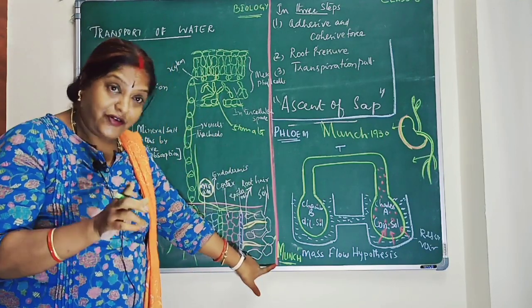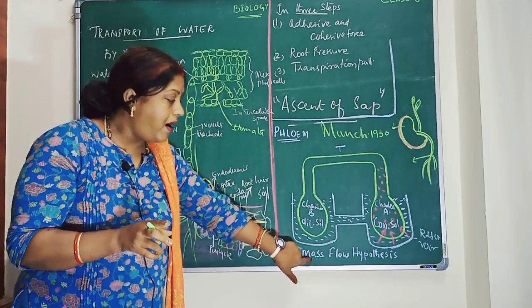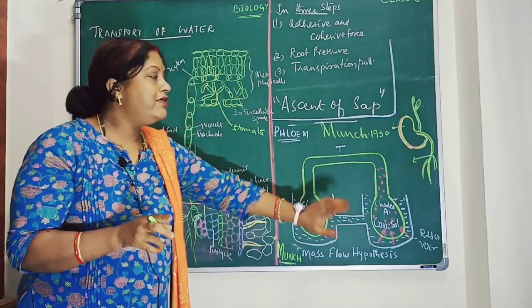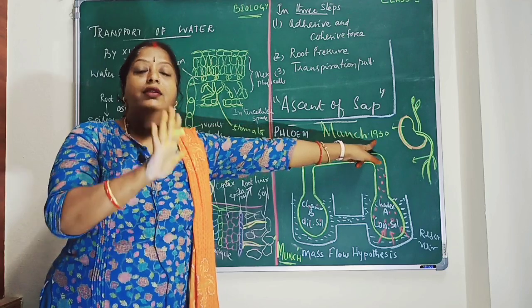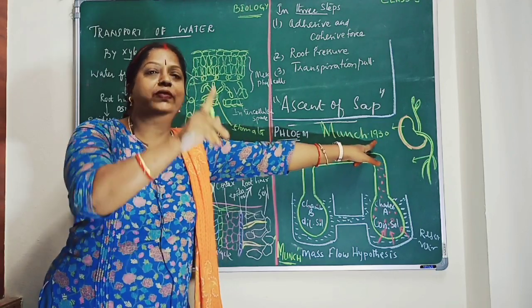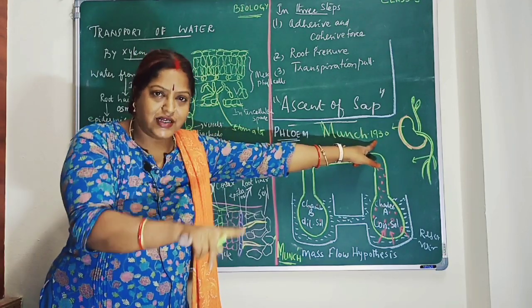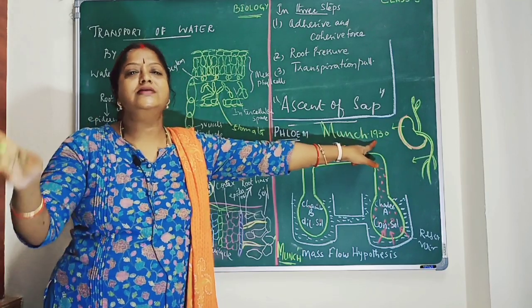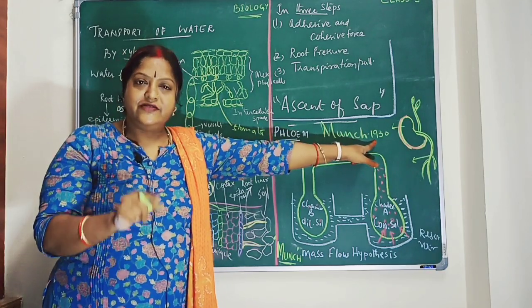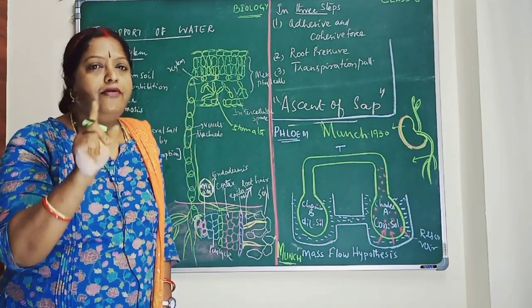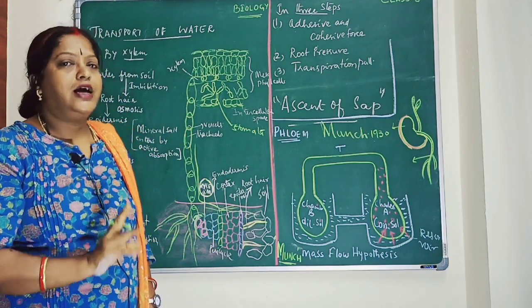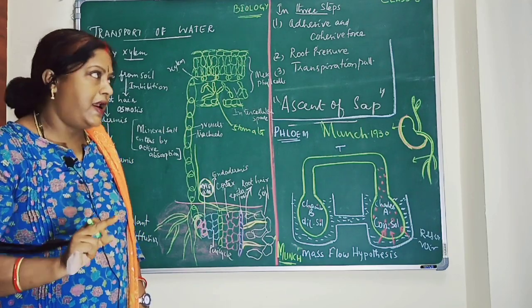This is also very important. Munch's mass flow hypothesis was propounded in the year 1930. He explained that the transport of food material takes place from the site of source, that is synthesis, to the requirement, that is sink, through sieve cells, sieve tubes and companion cells present in the phloem. So this is how transport of substances takes place in the plants.